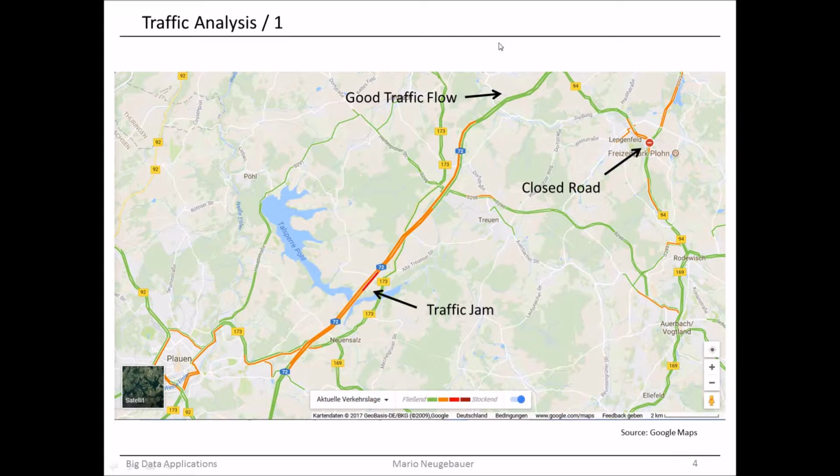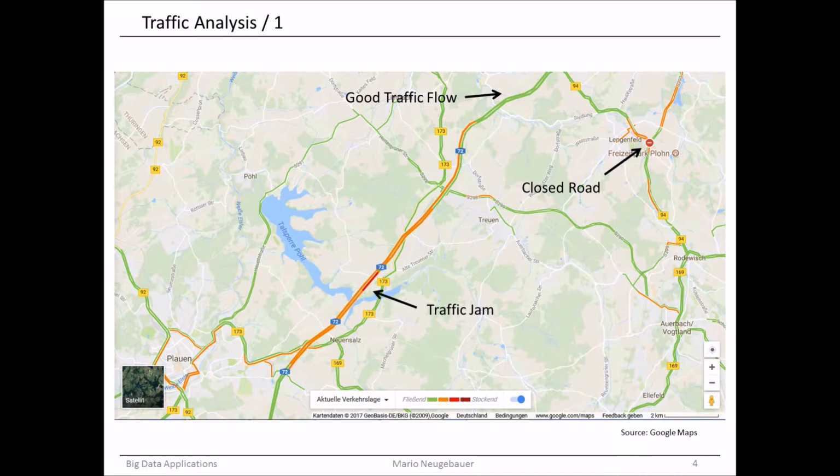The red marked streets are the traffic exposed to a traffic jam. For example, the dark red here is a traffic jam on this road, on the A72, and the orange ones here in this area, it's slow traffic maybe, and you cannot drive full speed. In the green area everything's okay, so you don't have to think about being late. Here on the right side there's a special sign for some blocked road.